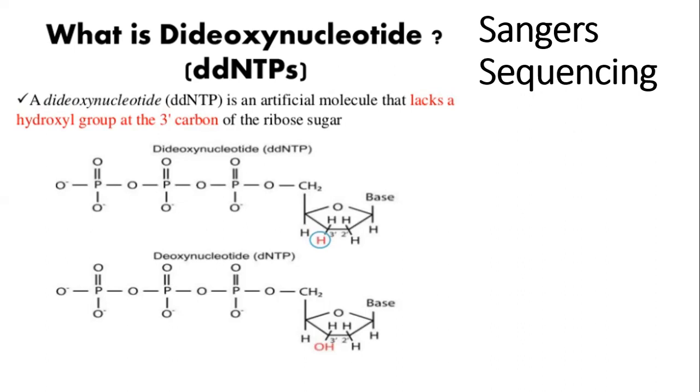Now, here also in Sanger sequencing, we are going to generate DNA sequences of varying length. But unlike degradation, this is based on synthesis of DNA or polymerization of DNA.